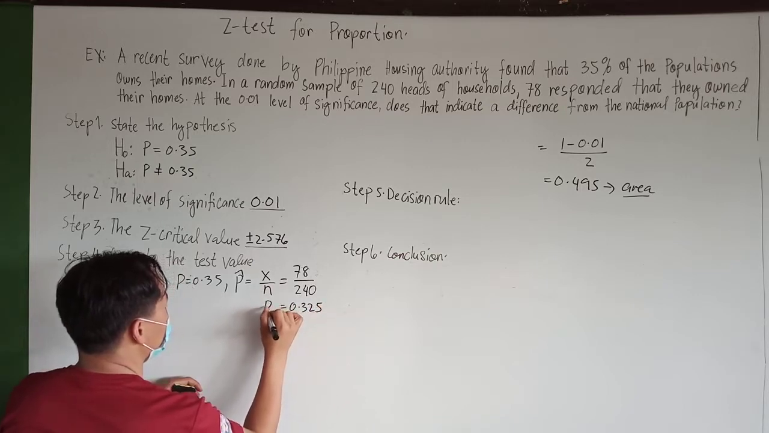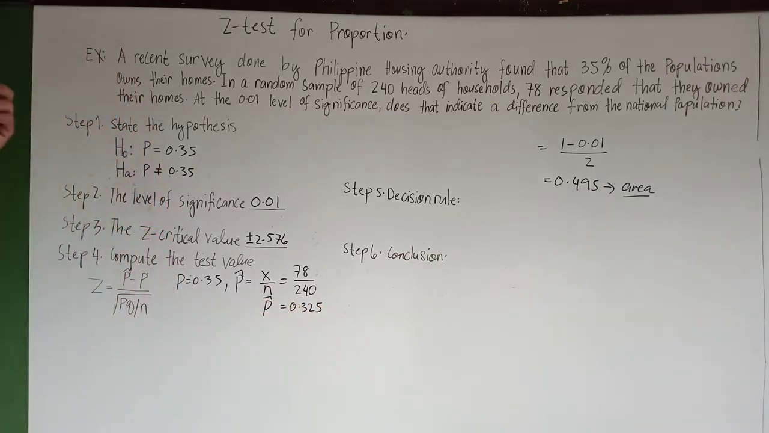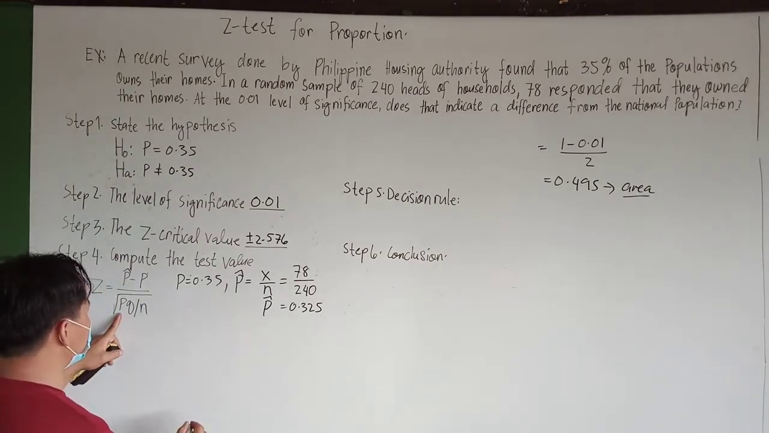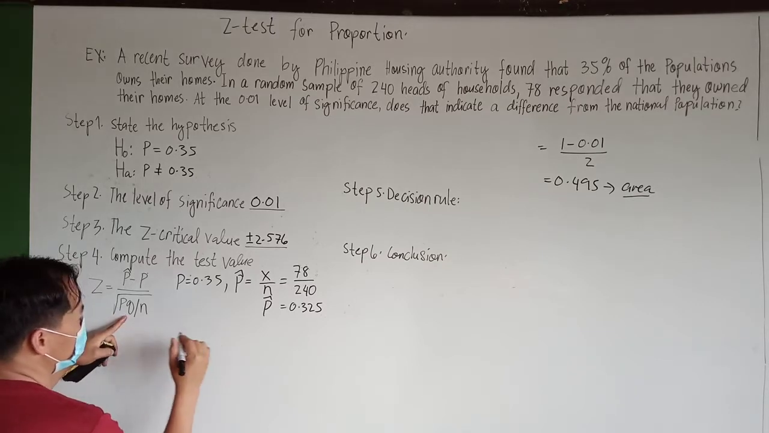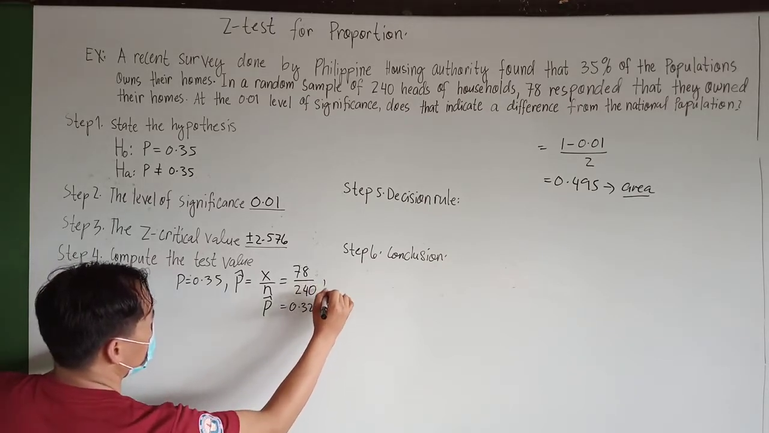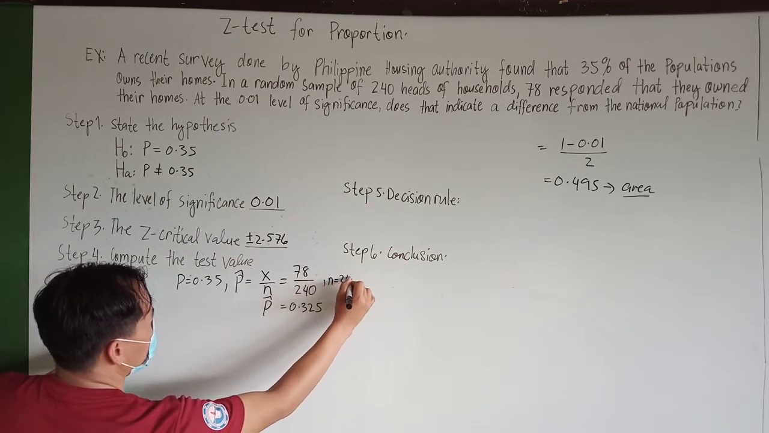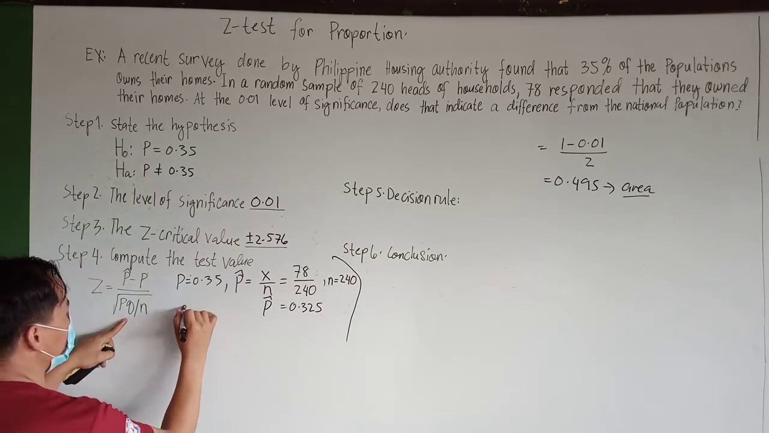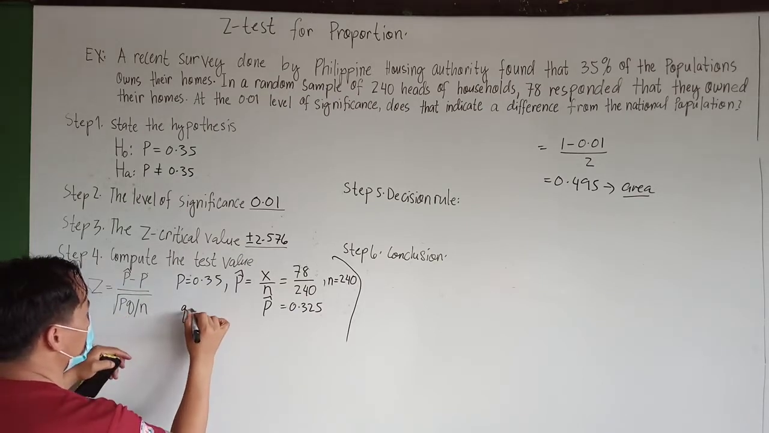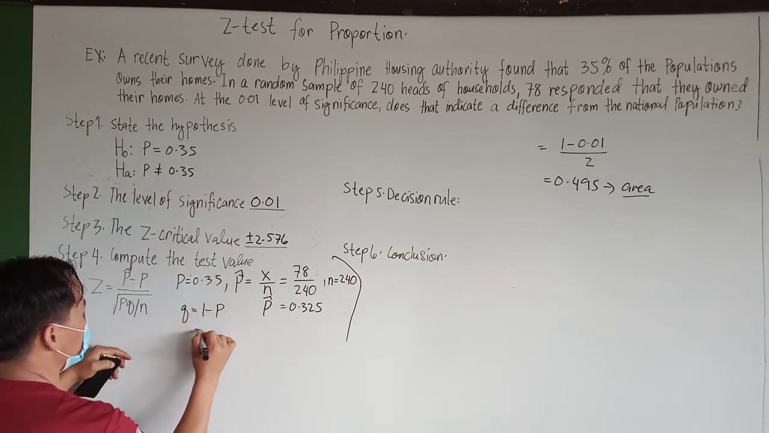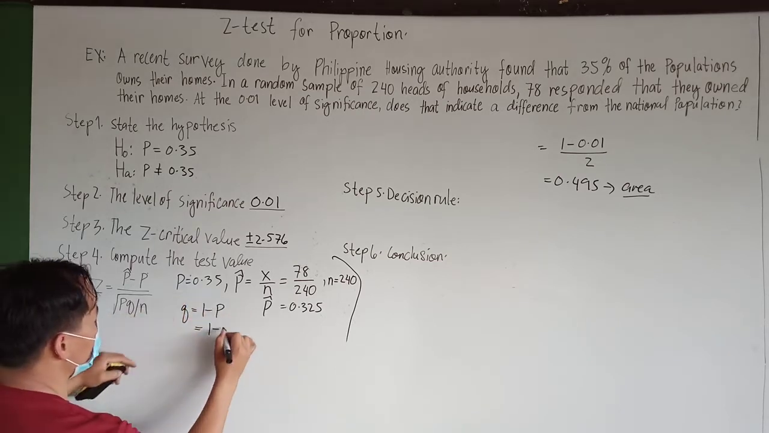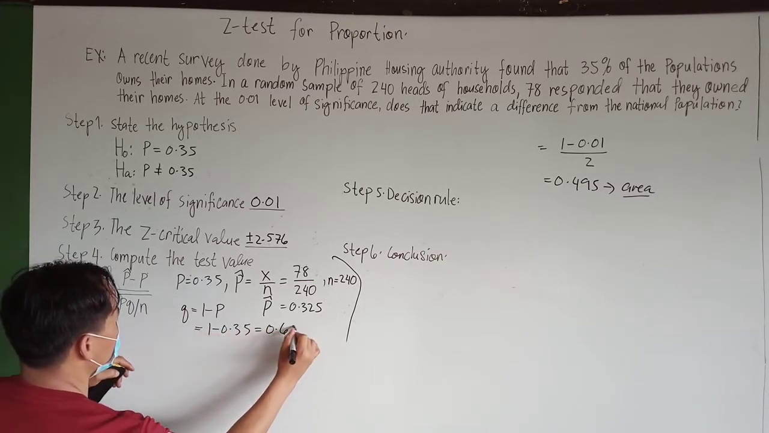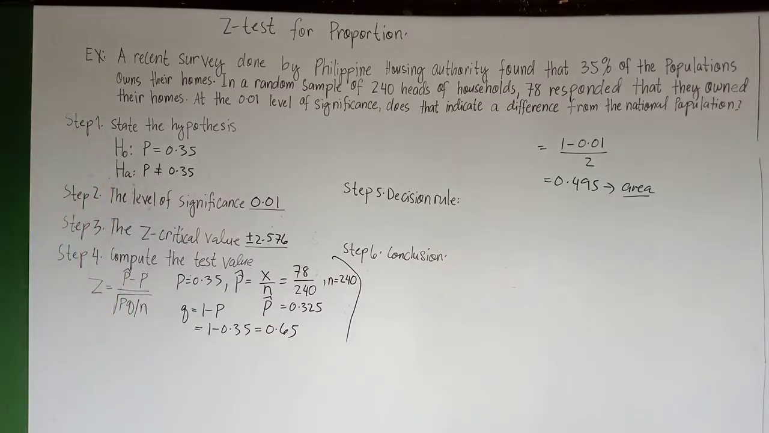This one is the value for the p hat. Next, this one, p, is actually the probability of success, so we can now identify the value q. In here, we're given n equal to 240. For the q, we know that q is equal to 1 minus p, and that is 1 minus the value of p, 0.35, which corresponds to a value of 0.65. So at this time, we can now manipulate that formula.